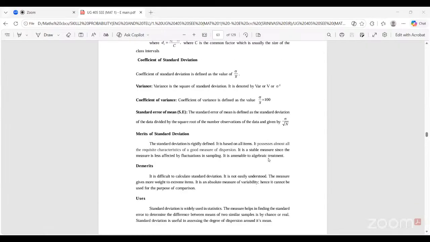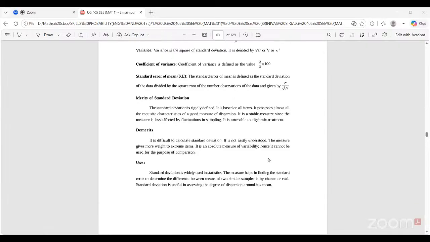The merits of the standard deviation. The standard deviation is rigidly defined. It is based on all observations. It possesses almost all the required characteristics of a good measure of dispersion. It is a stable measure since it is less affected by fluctuations in the sample. It is amenable to algebraic treatment.